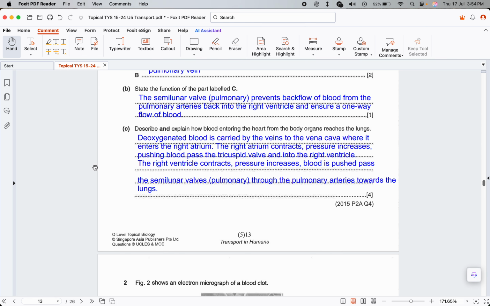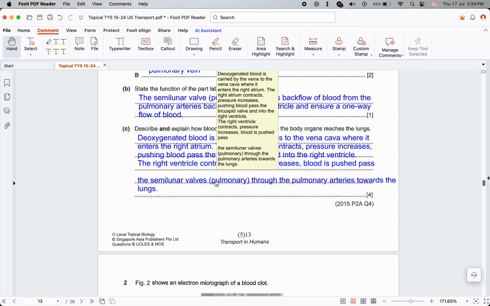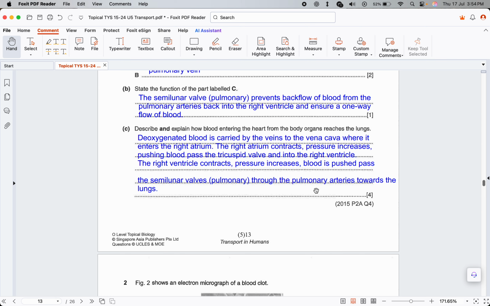by the veins to the vena cava, where it enters the right atrium, and then the right atrium contracts, pressure increases, pushing blood past the tricuspid valve and into the right ventricle. The right ventricle will then contract, pressure will increase, and the blood is pushed past the semilunar valves, pulmonary, through the pulmonary arteries towards the lungs.